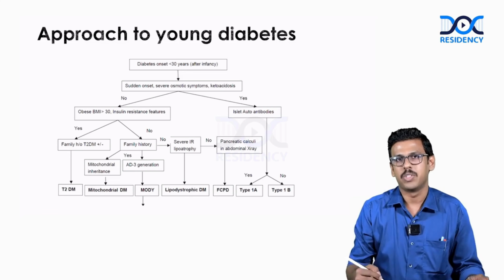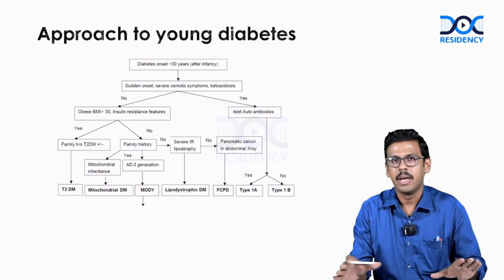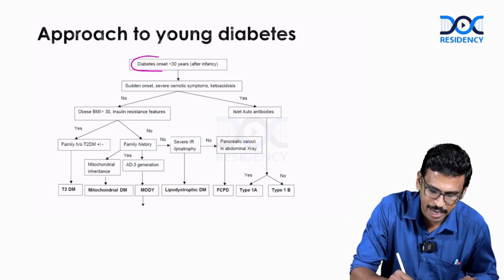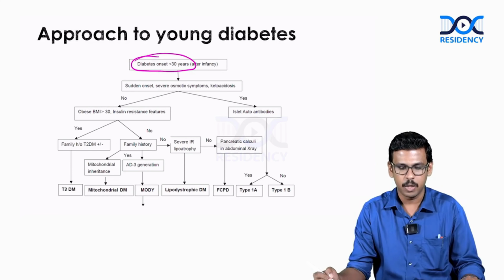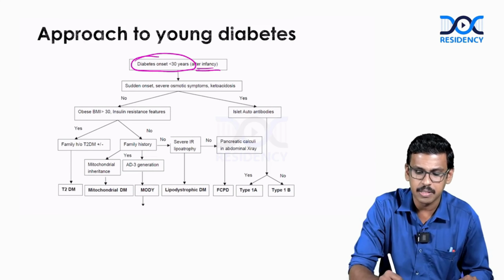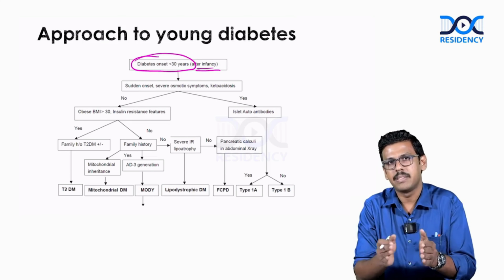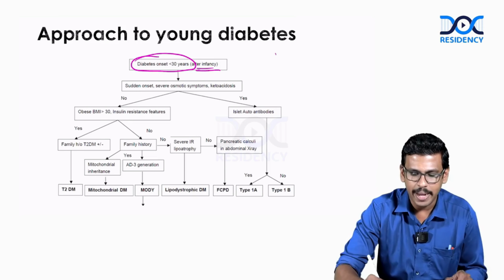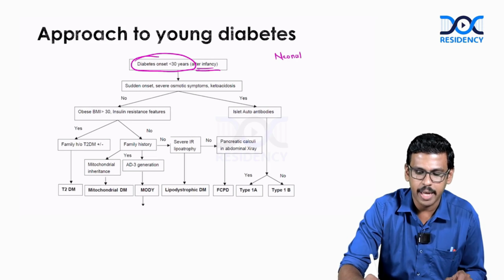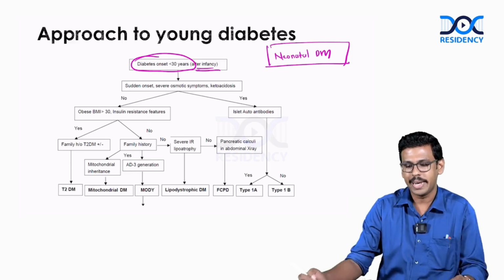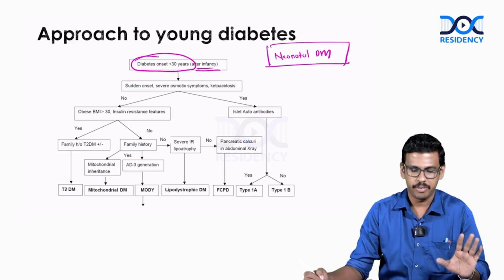Approach to young diabetes. Based on what we have seen as 4 examples, let's look at a patient with a diabetes onset less than 30 years, and after infancy. Why did I say after infancy? Because before infancy, that is in the first year of life, you can have another cause called neonatal diabetes. There can be an entire spectrum of causes resulting in neonatal diabetes, so I'm not referring to that.